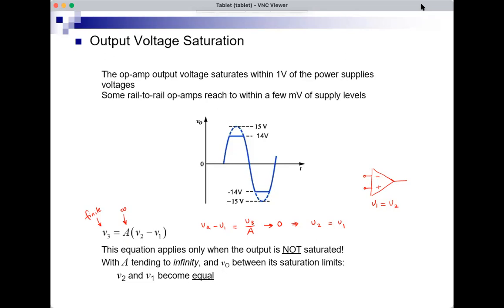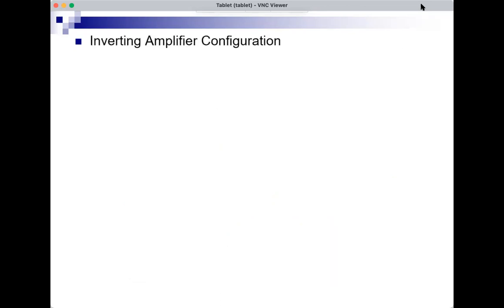And you will get an output, but it will not be A times V2 minus V1, because you will saturate the op-amp, and therefore this equation would not apply. If the op-amp is not saturated, the output is not saturated, this equation would apply. And if this equation applies, the two inputs must be equal. So this is the virtual short between the two inputs when the output is not saturated, and the open loop gain, A, of the op-amp is assumed infinite. So this is the ideal case.